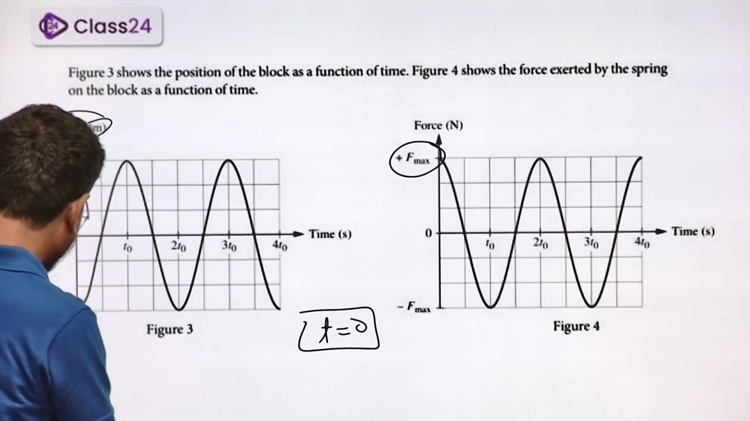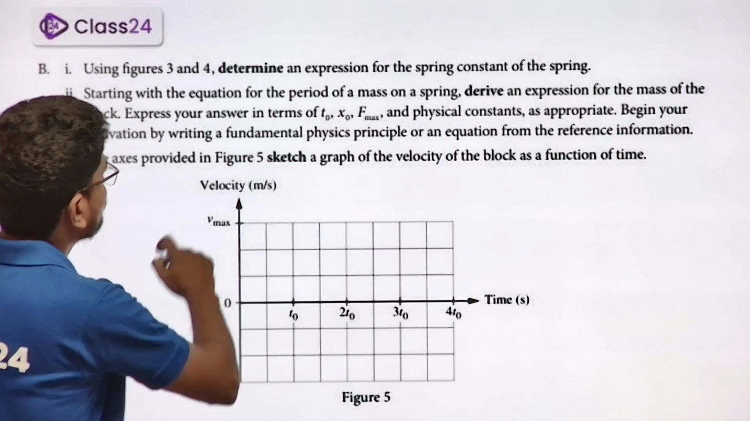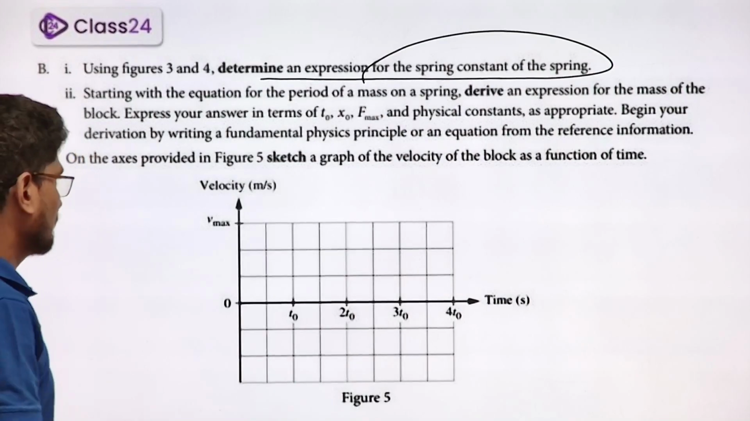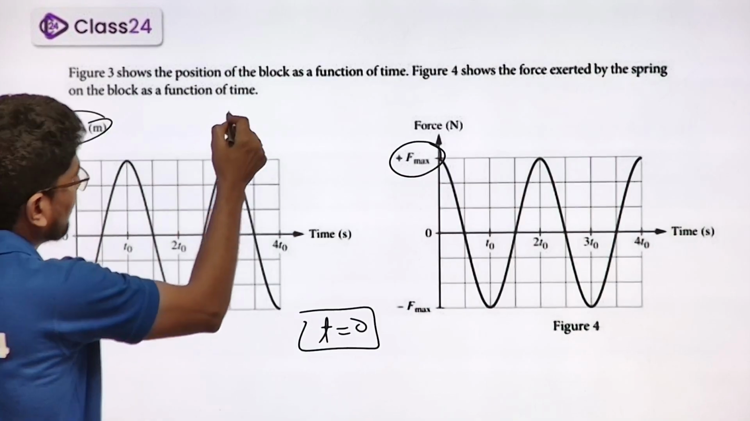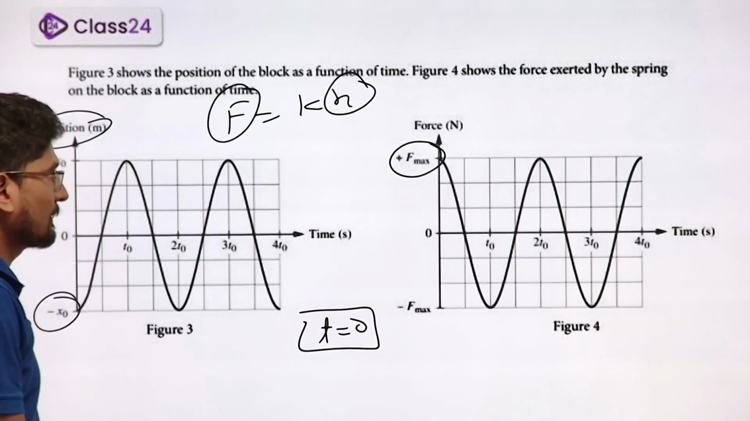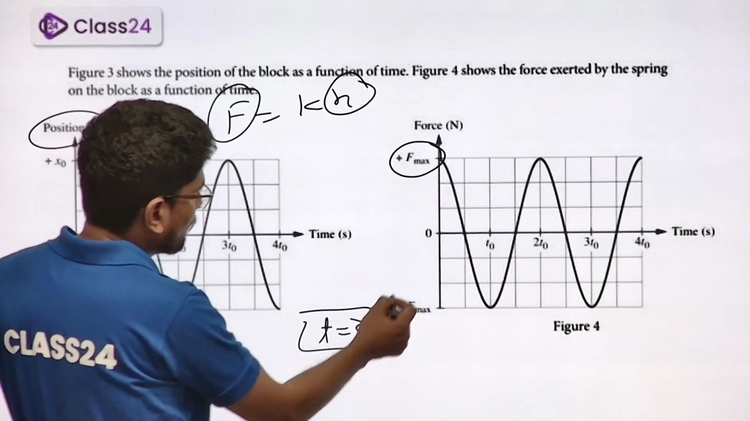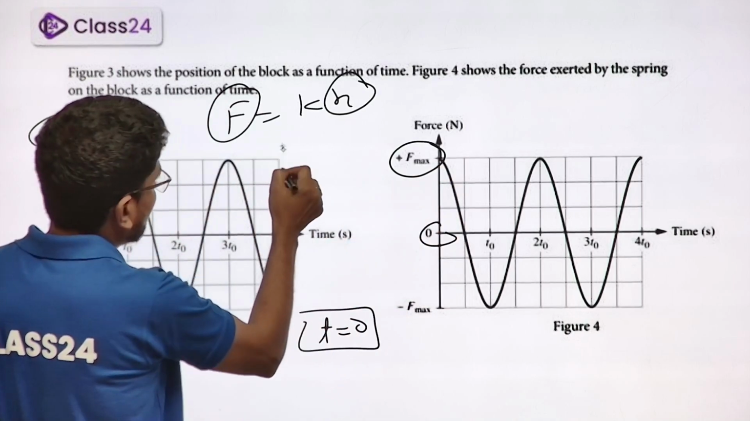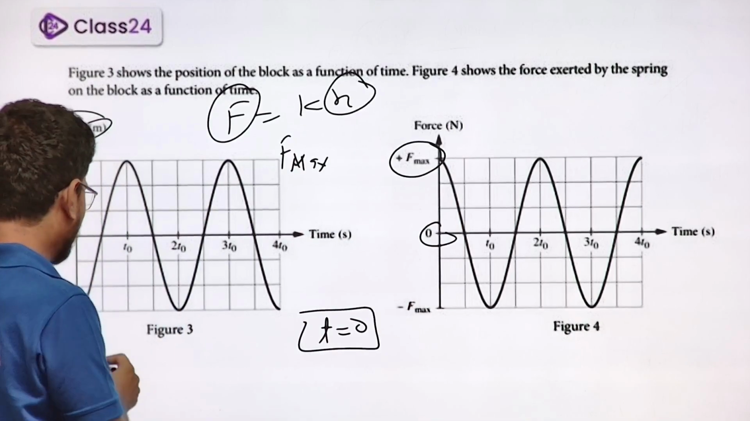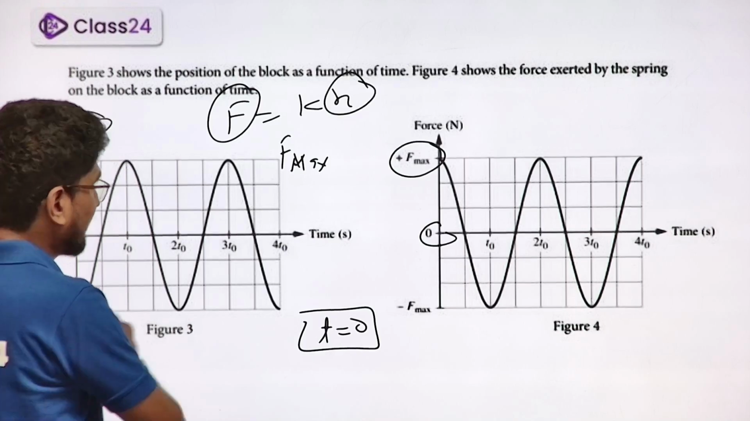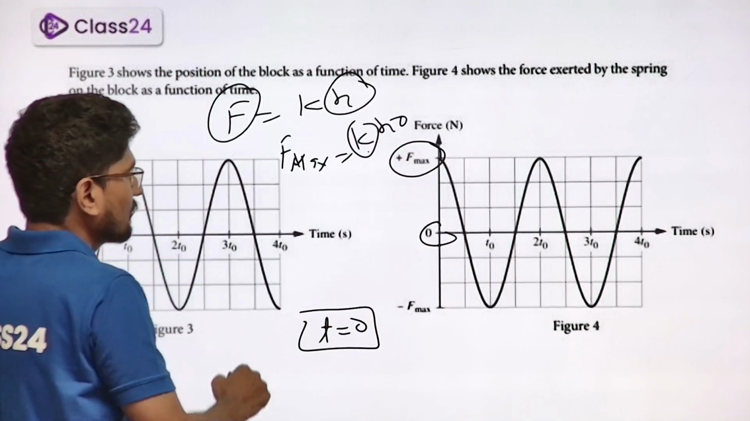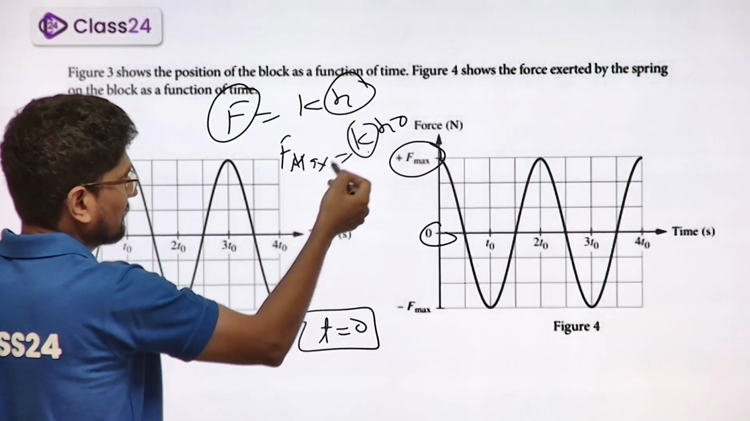Now what they want to ask is to determine the expression for the spring constant. The spring constant is constant, but the force and position are not constant; they are continuously changing. But we know at t equal to 0 the value of force is F max. It is given in that graph. And at t equal to 0, the amplitude is x naught. I am only writing the amplitude because I need the value of the constant, so I do not need to write the sign, minus x naught.